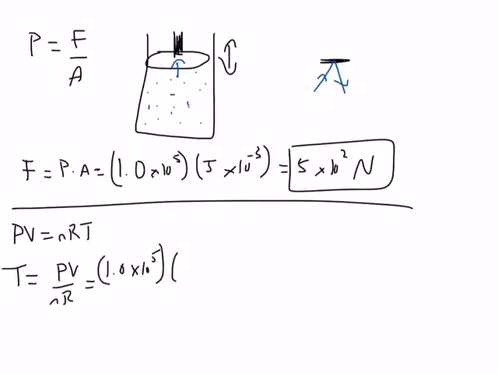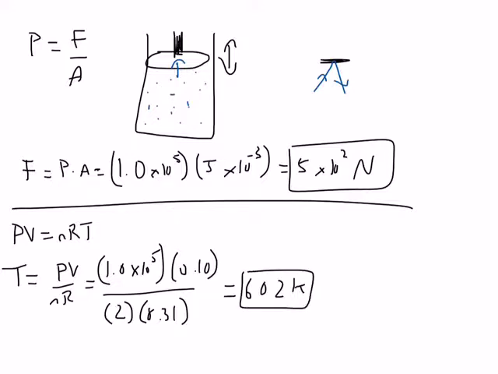10 to the 5th. The volume of the gas in state B is 0.10 meters cubed, 2 moles, and the value of the gas constant is 8.31. That has messy units, so you need to cancel stuff. And if you calculate this out, you get 602 Kelvin. So that's the simple calculation part, just applying the ideal gas law. You know enough information to solve for the one unknown of temperature.